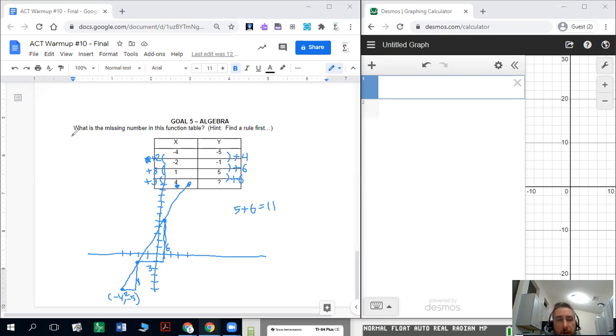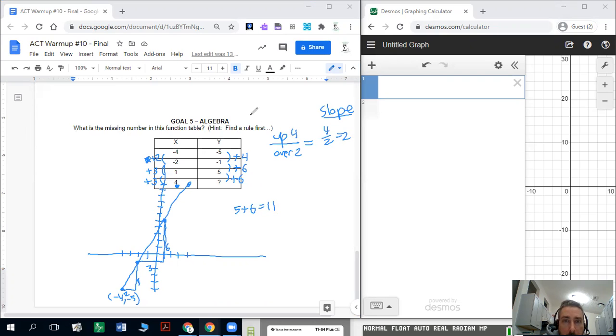Now you could also find an equation. You could get the slope. So the slope is rise over run. So it's going up 4 as it goes over 2. So that slope is 4 divided by 2, which is 2. So your slope is 2.